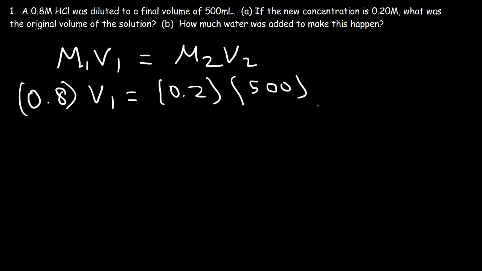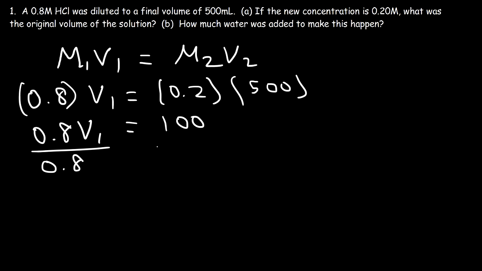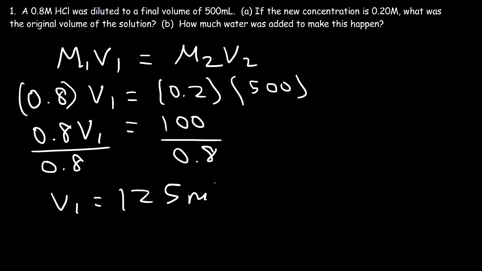The first thing we need to do is multiply 0.2 by 500. And that's equal to 100. Next, we need to divide both sides by 0.8. 100 divided by 0.8 is 125. So that's the original volume of the solution.